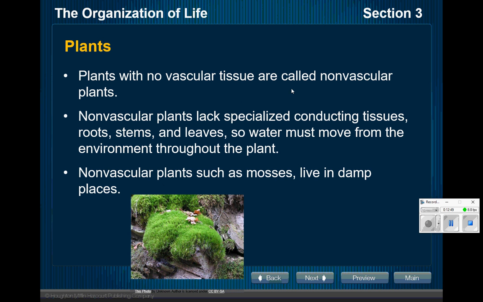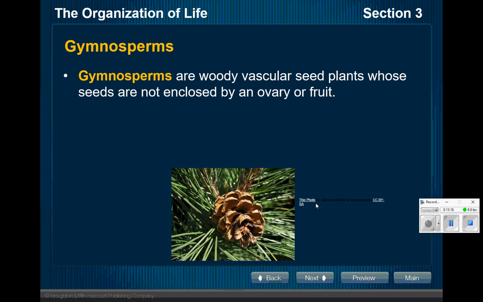Plants with no vascular tissue are called non-vascular plants, such as this moss here. They lack specialized tissue like root systems and stems and leaves. So the water must then move throughout the plant. So that's why they're always so tiny, so that water can just wash over them. And so you'll find them living in damp places.